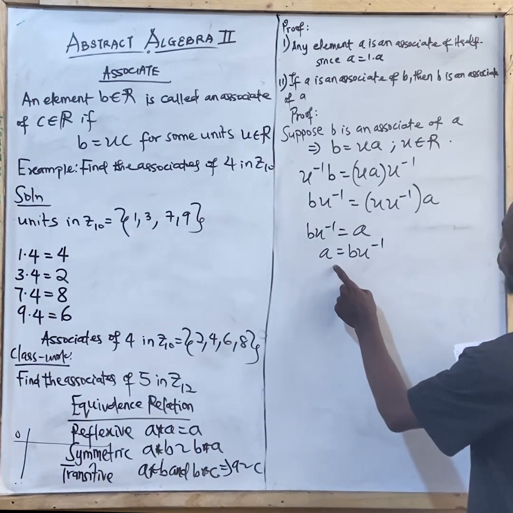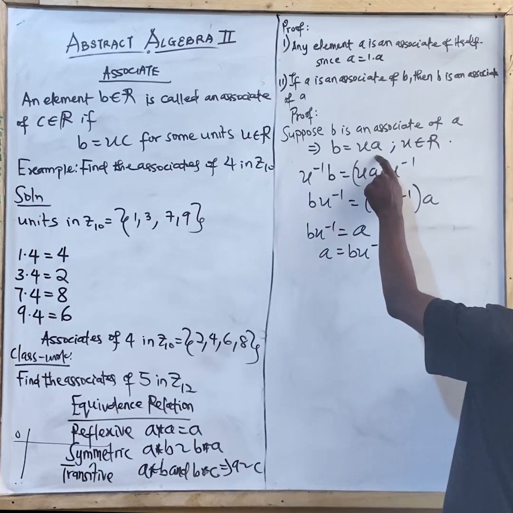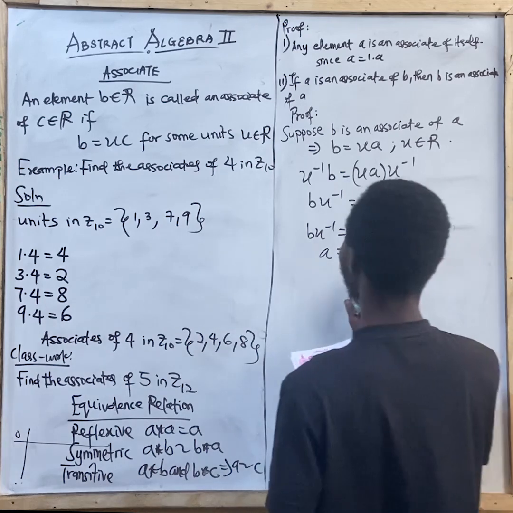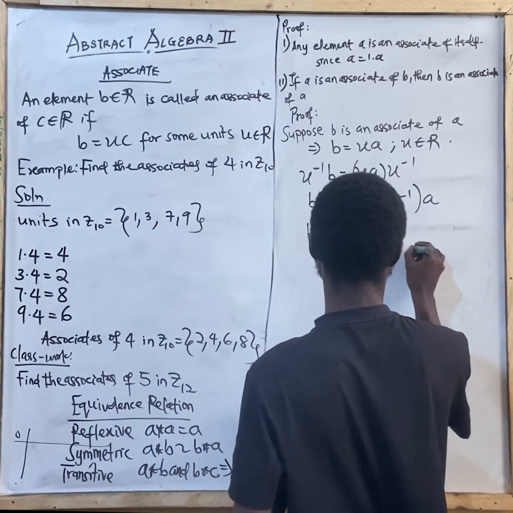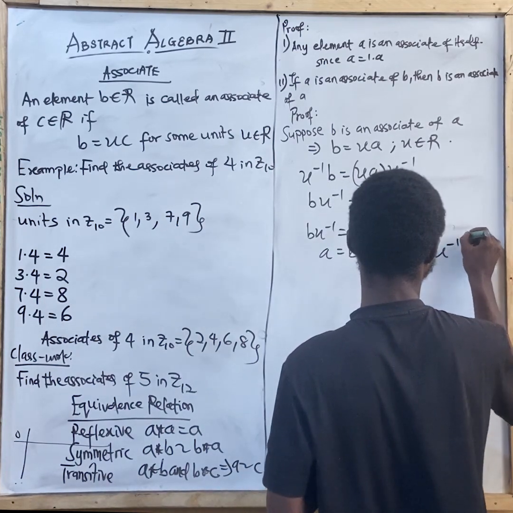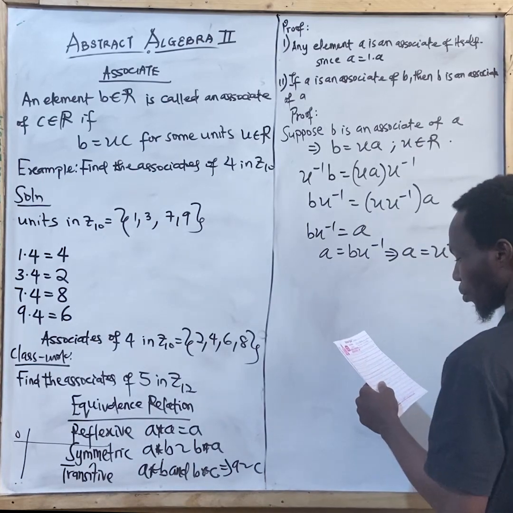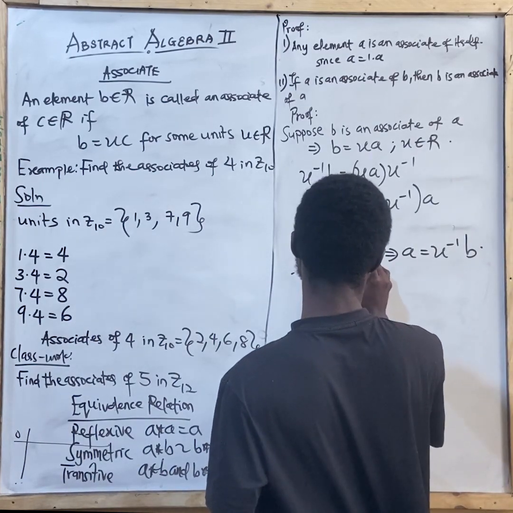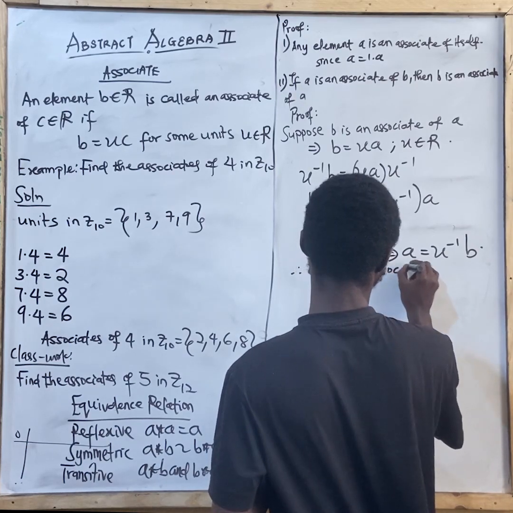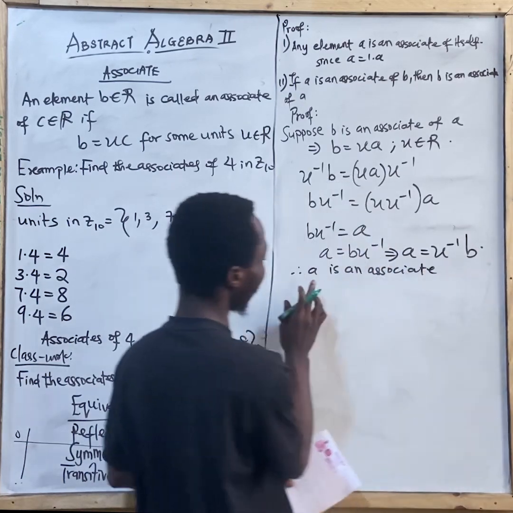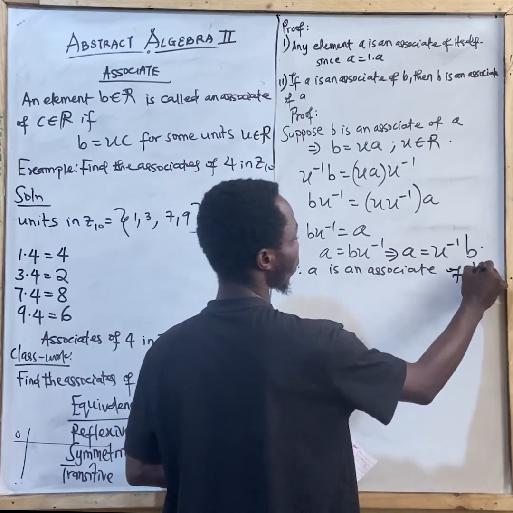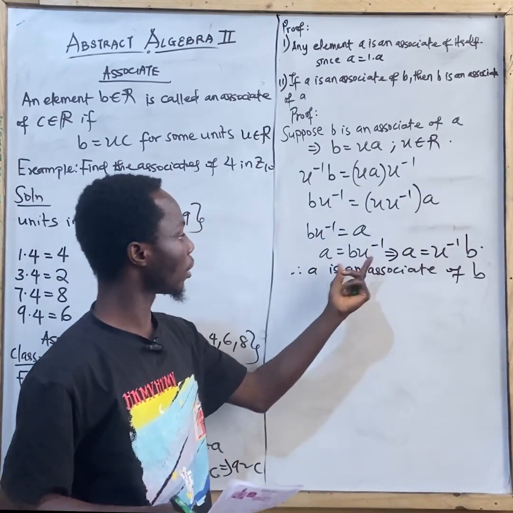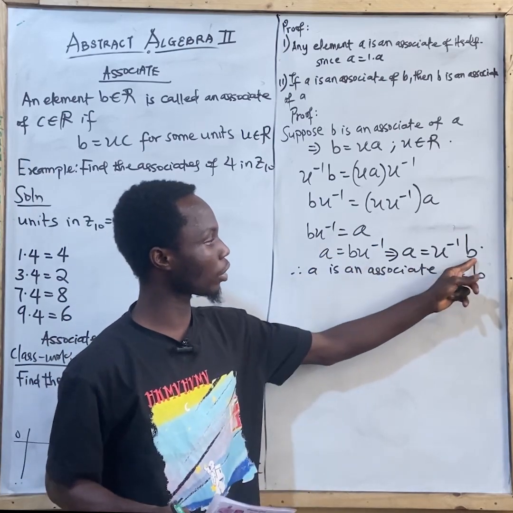So I've been able to prove that if B is an associate of A, then A is an associate of B. I can write this as A equals U inverse times B. Therefore, A is an associate of B. So, supposing B is an associate of A, I've been able to prove that A is an associate of B.